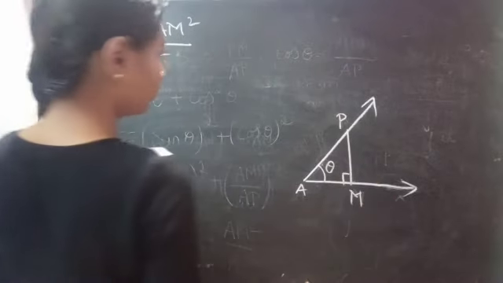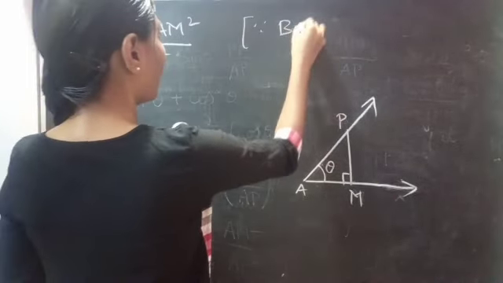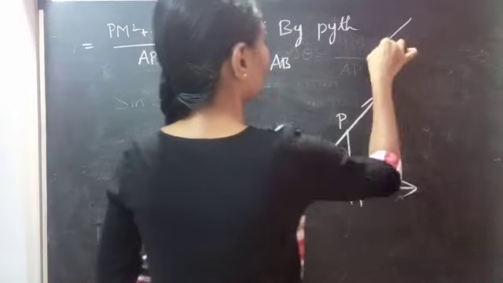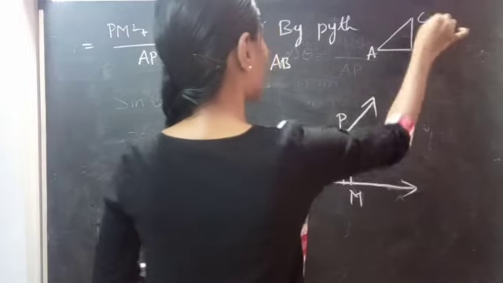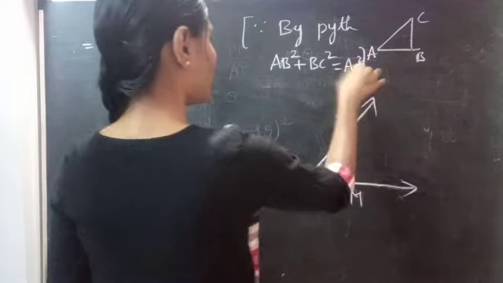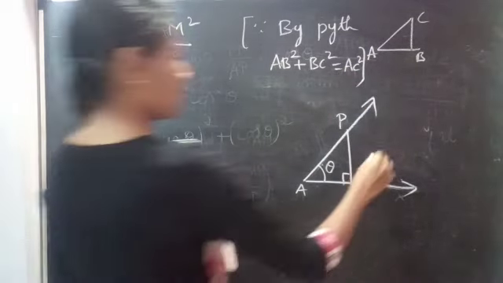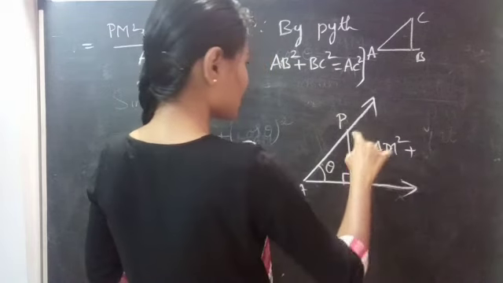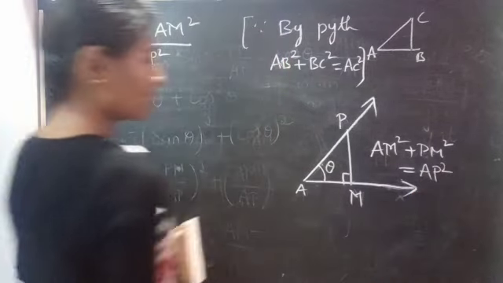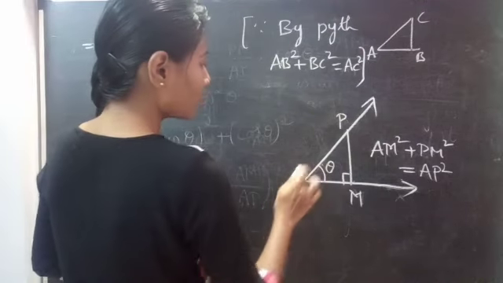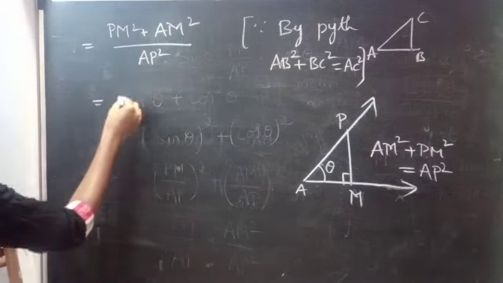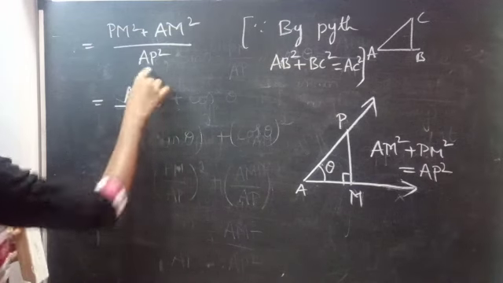So this is your right angle, right? Since by Pythagoras theorem you have AB square plus BC square is equals to AC square. So here also you will use the same. AM square plus PM square, which is equals to AP square. Using Pythagoras theorem we have AM square plus PM square equals to AP square. Since you are having PM square plus AM square in the numerator, so this will be equals to AP square by AP square.